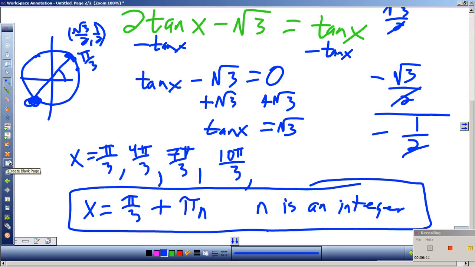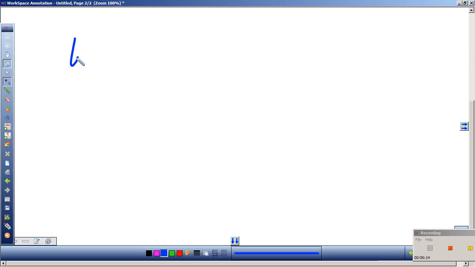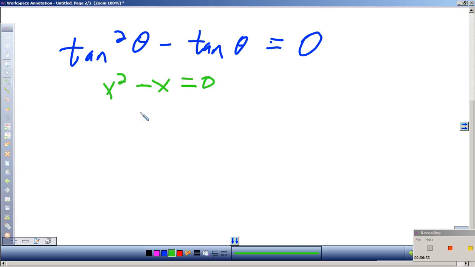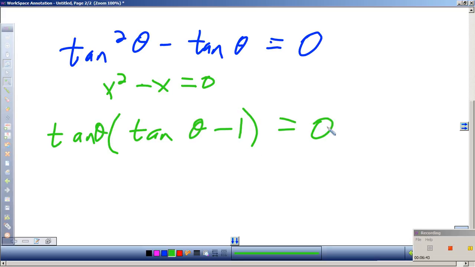So let's see. How about another one of these? Make it a bit more complicated. Tangent squared theta minus tangent theta equals 0. Okay, factoring, good. Just like if this was x squared minus x equals 0, you could solve that by just factoring out an x. So now we'd have tangent theta times tangent theta minus 1 equals 0. So now, how do we work with this?